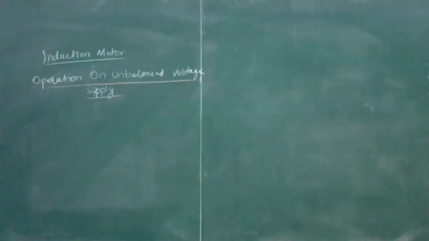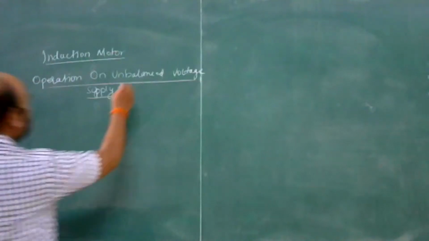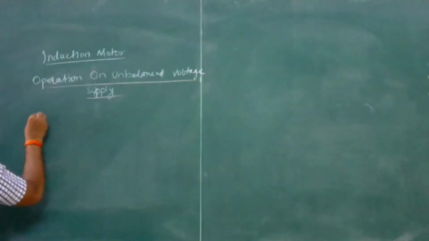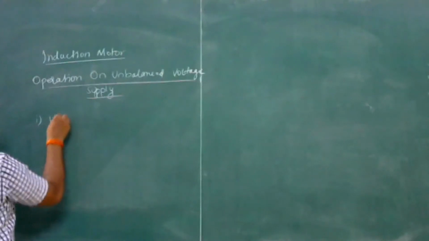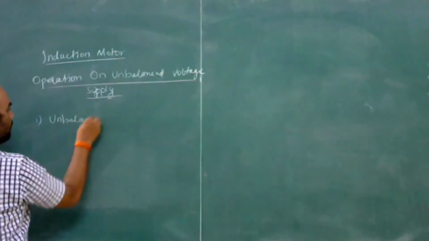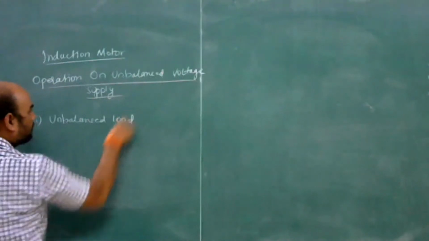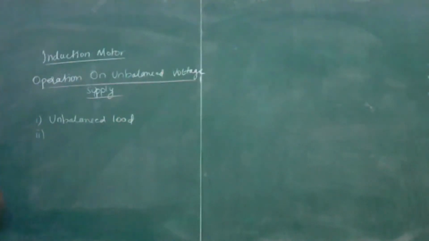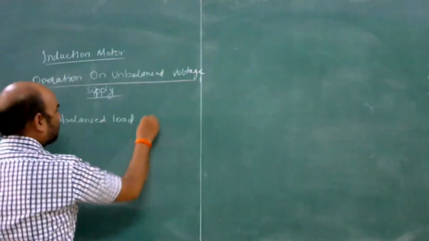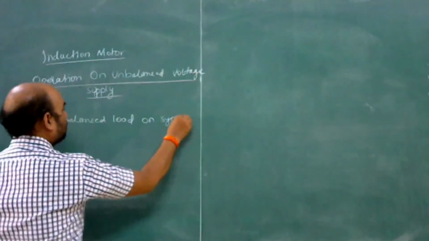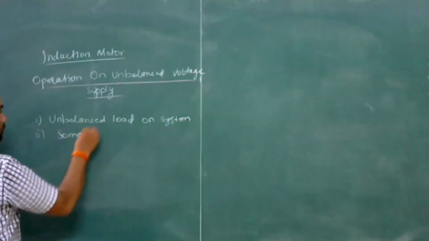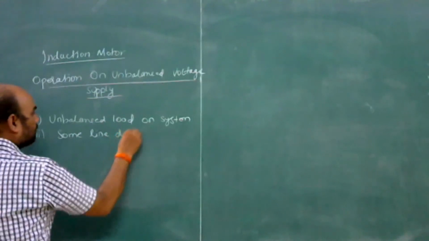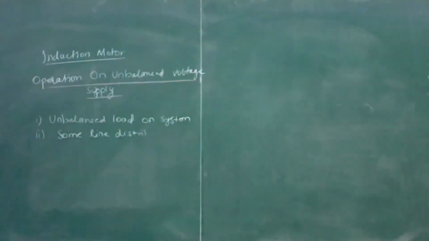So, what are the causes of this unbalanced voltage supply? First, when some unbalanced load is connected to the system, or due to some fault or line disturbance.